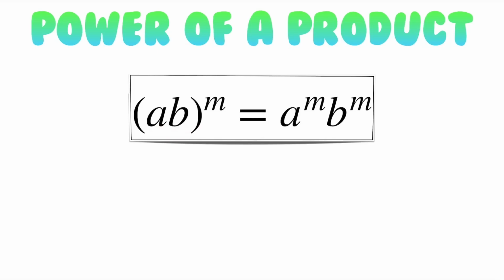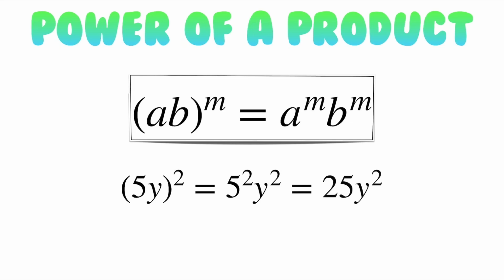Next property is power of a product. This works when you have the product of 2 or more numbers all to the power of something. And basically you can distribute this exponent to each of the factors, so you get one of the factors to that power times the other factor, or factors to that power. So when you have (5y) squared, this squared can basically distribute to the 5 and the y, which gives you 5 squared y squared, which equals 25y squared.